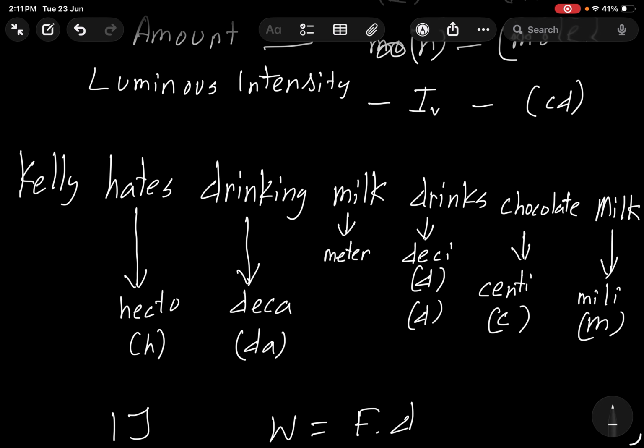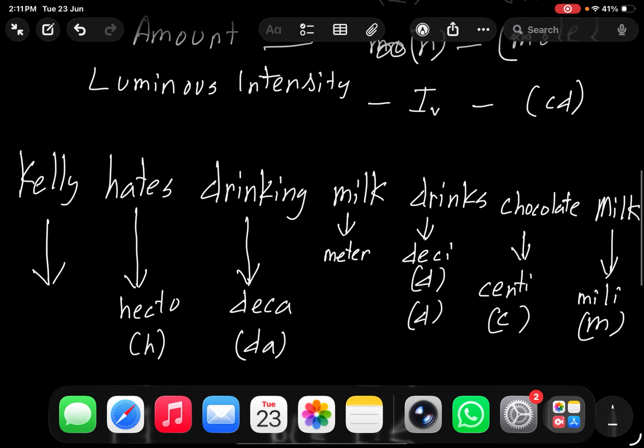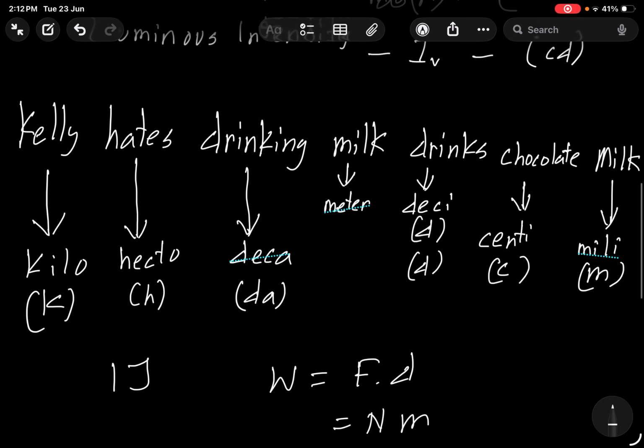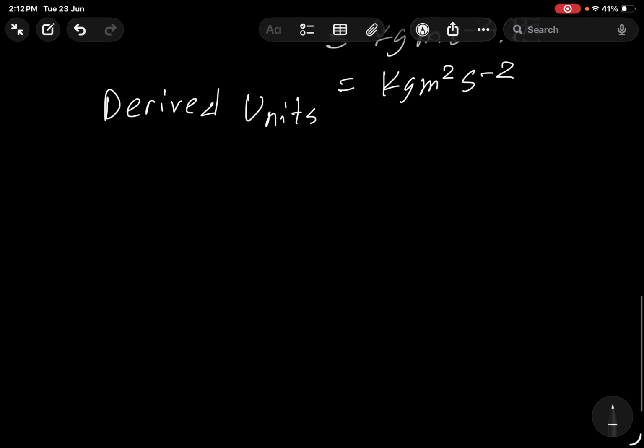Kelly hates drinking milk, drinks chocolate milk. Kelly means kilo, by k. Hates is hecto, drinking is deca, da, milk is meter, drinks is deci, chocolate is centi, milk is milli, m. Now actually you don't need to memorize all of them. Let me just give you some of them.